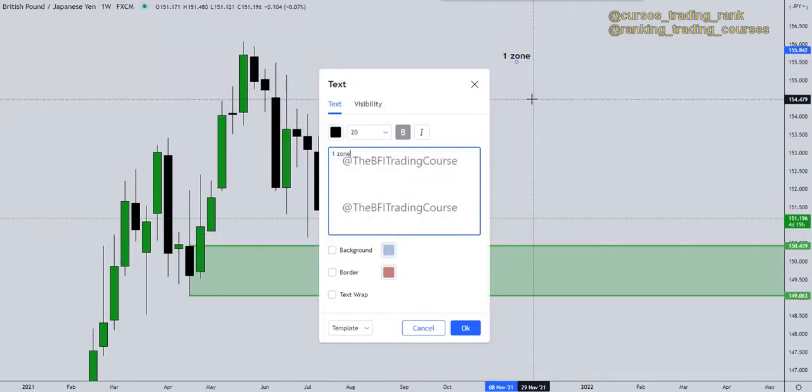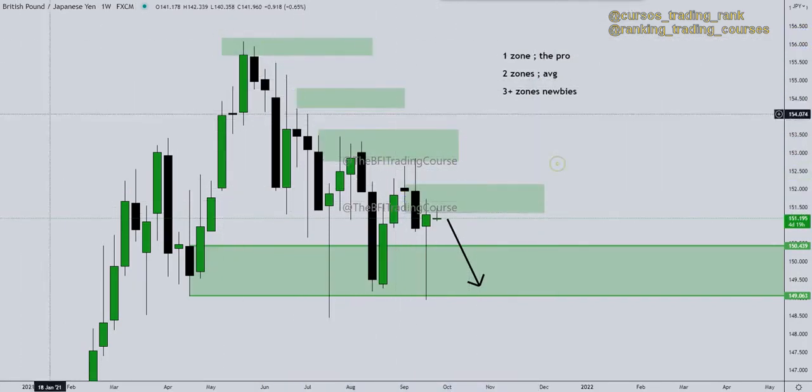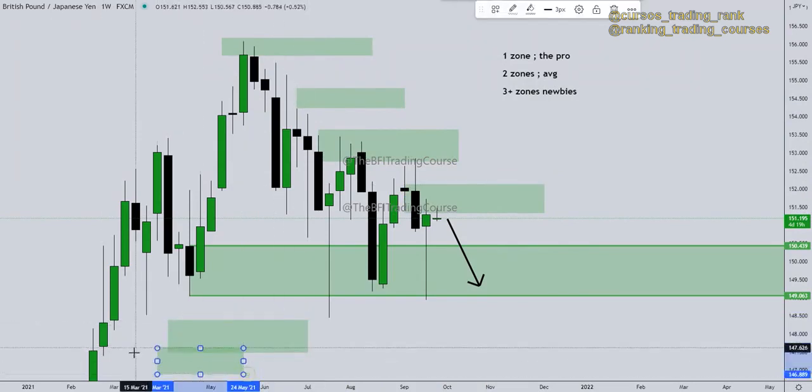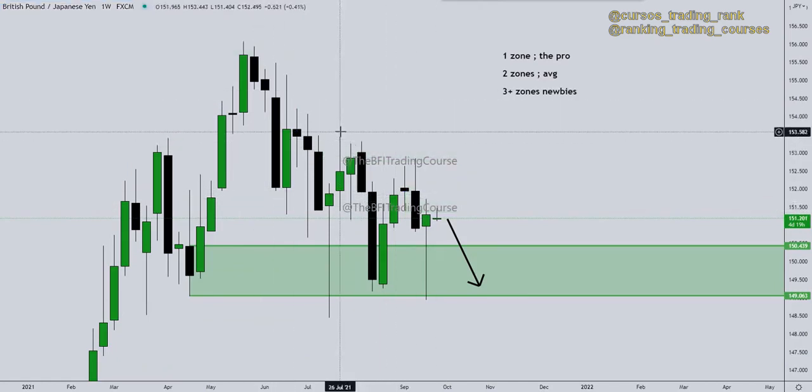Who draws one zone? The pro. Laser focus on the one single zone that matters. Price is not going to be at two zones at once. Who draws two zones? I would say the average trader. Who draws three plus zones? The newbies. You don't need three, four, five, 500. You don't need 700 buy zones above. You don't need 700 sell zones below. Draw the one zone that matters today. And if I'm a weekly trader, this is the zone I'll have, and this is the zone I'll attempt to trade.